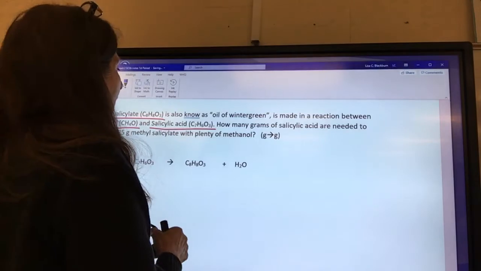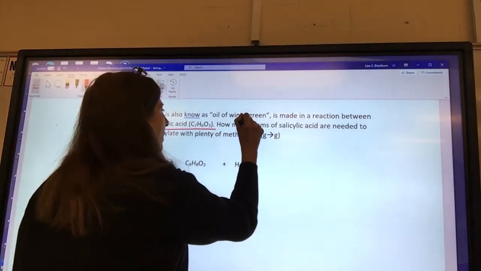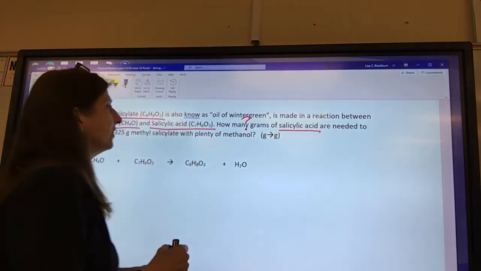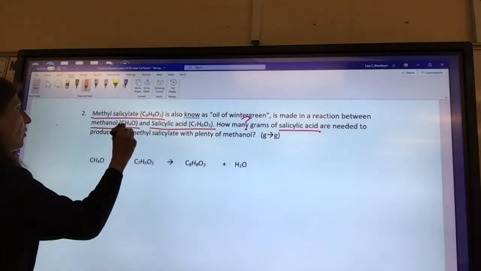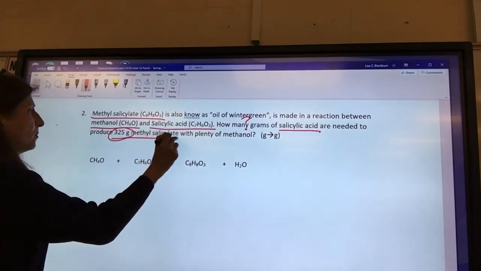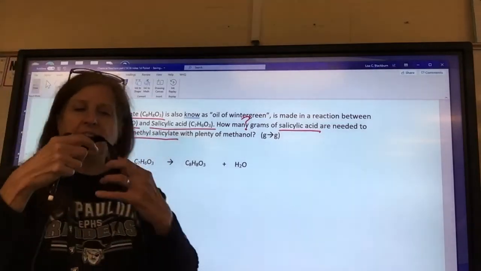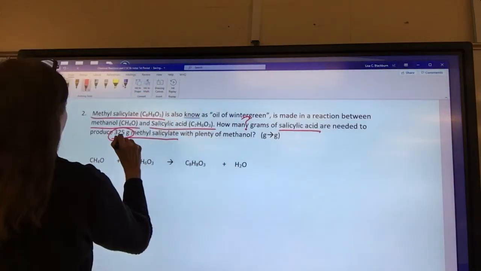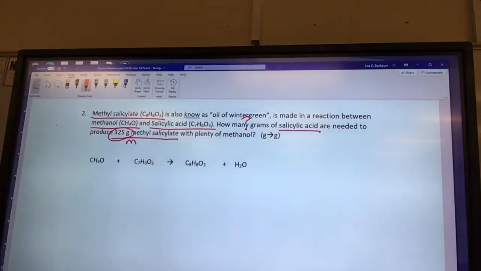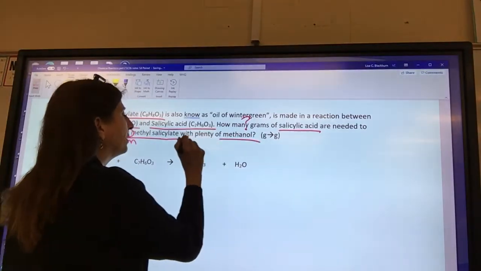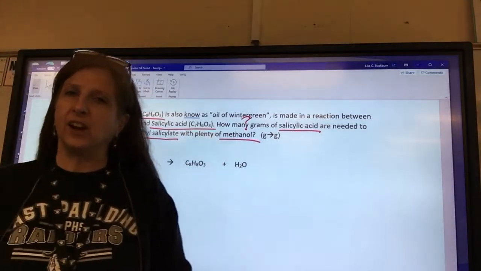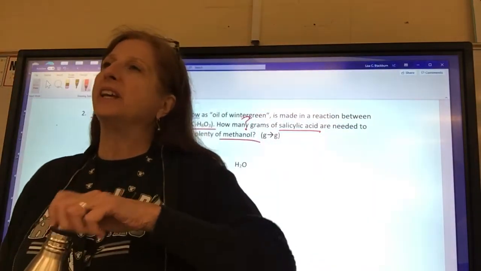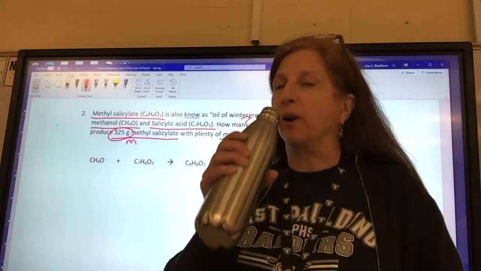All right. How many grams, so that's our question word, put a question mark on that. How many grams of salicylic acid are needed to produce 325 grams of methyl salicylate? Any number, make sure you circle that, and I'm going to put a little M by that because it's a mass. With plenty of methanol. Plenty of methanol means the amount of methanol is not important. It'll say excess or plenty of, and that means not important. We don't care about that.